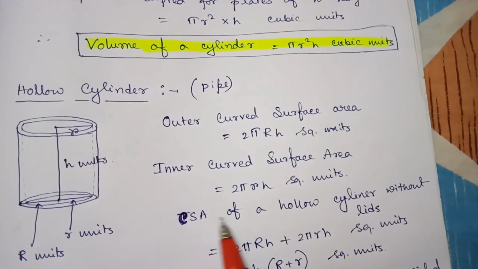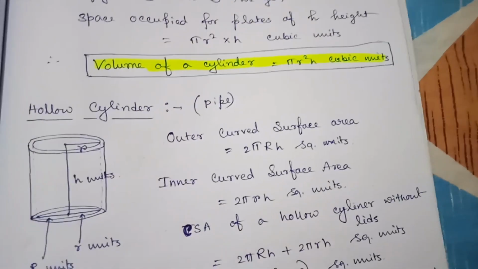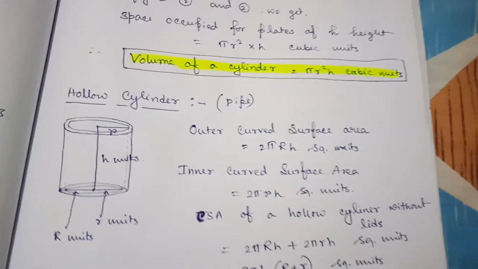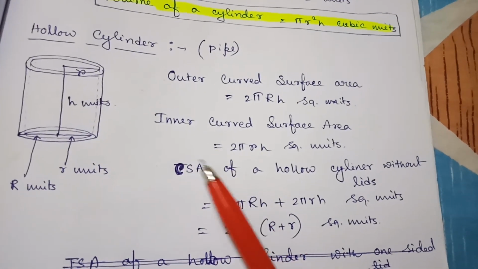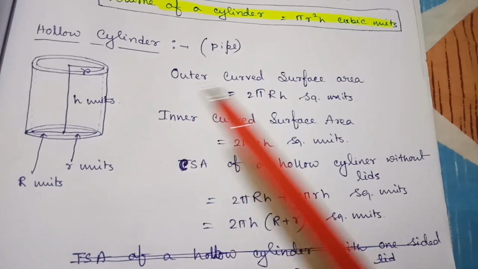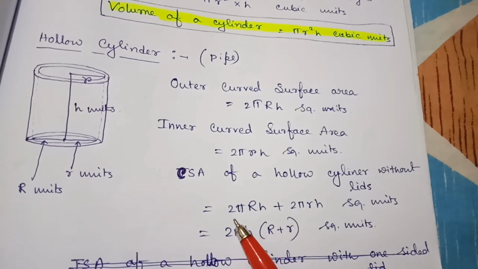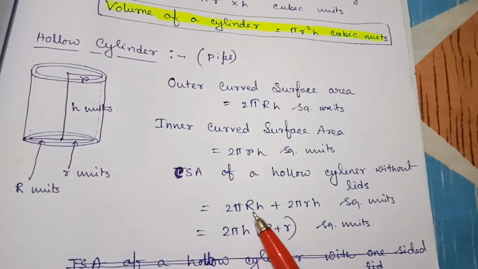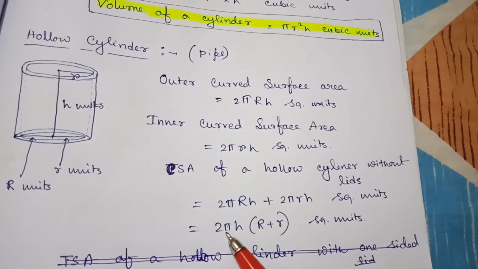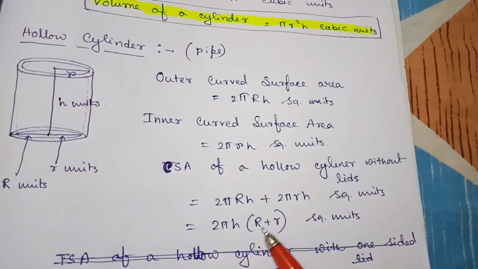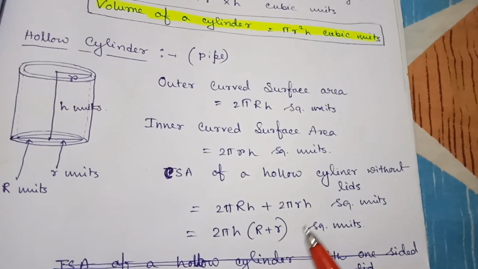Therefore, we can say that CSA of a hollow cylinder without lids, there are no lids, pipe-like structure I told. We can say there are two curved surfaces, outer curved surface and inner curved surface. So they will be added. That means we are getting 2 pi Rh plus 2 pi rh. So equals 2 pi h into (R plus r). 2 pi h we have taken as common.